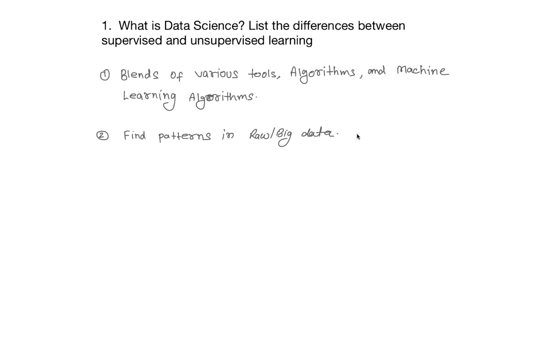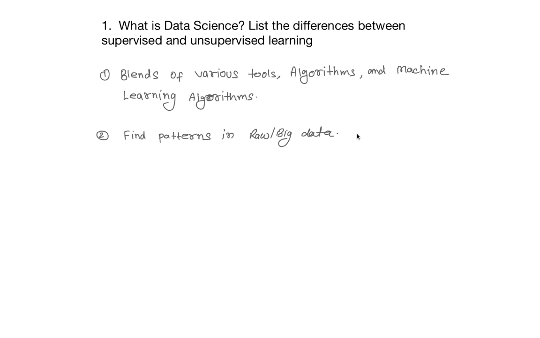You need to first understand what data science is. Data science is a blend of various tools, algorithms, and machine learning algorithms, such as deep learning algorithms. The goal of a data scientist is to discover hidden patterns in big data or raw data.